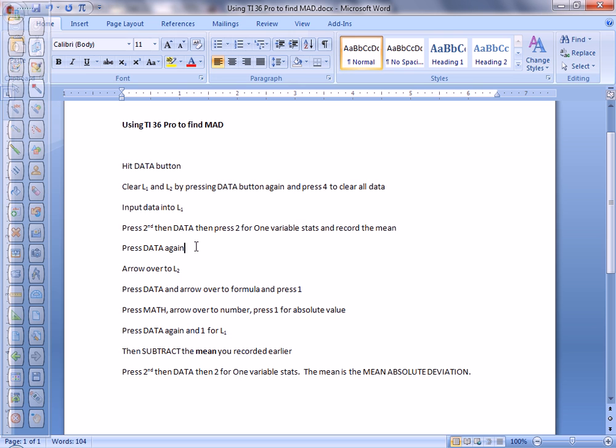Now, we're going to tell the calculator what we want it to do. We want it to take everything in L1 and subtract the mean from it. And we want it to take the absolute value of that, don't we? Yeah. Those are the steps for mean absolute deviation. So, we want to enter a formula. Press the data button again. That's usually where we clear. But what is the other option here? A formula. Arrow over to formula. And we're going to add a formula, so press 1.